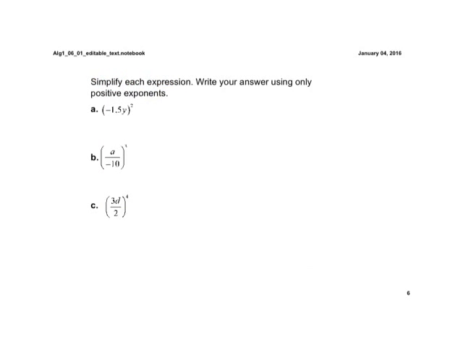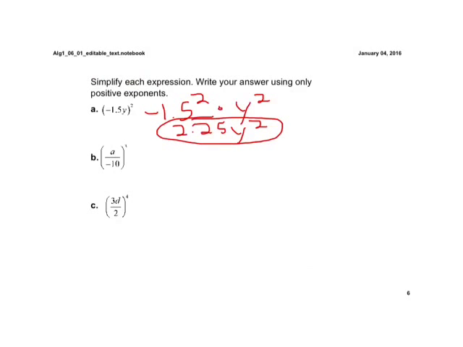Okay, so a couple more examples here. Again, we have two numbers being multiplied together in the middle there. So this is our power of a product property. So what we have is we have negative 1.5, and we're going to distribute that squared times y squared. Okay, now if we do the math, negative 1.5 squared is going to give us 2.25 times y squared. Okay, and our answer, we can leave it just like that.